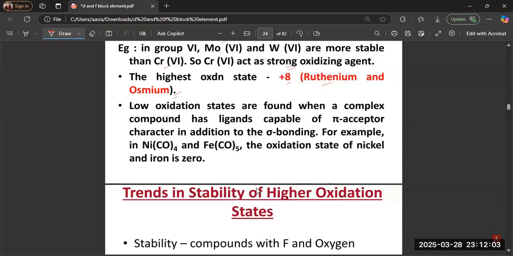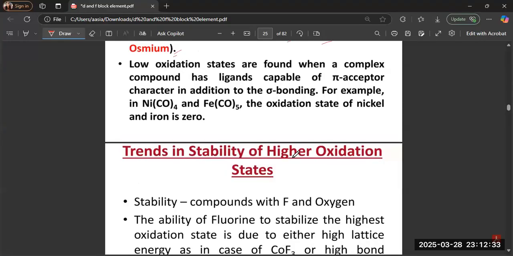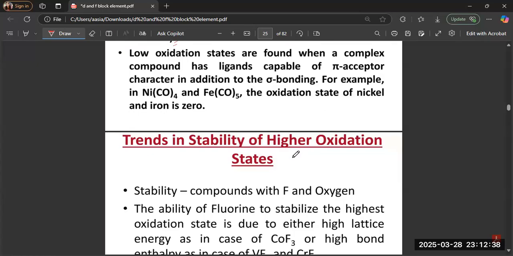Now see, the low oxidation states are found when a complex compound has ligands capable of pi acceptor character in addition to the sigma bonding. For example, in Ni(CO)4 and Fe(CO)5, what is the oxidation state of nickel and iron here? It is 0. So low oxidation states are found when complex compounds have ligands capable of pi acceptor character.